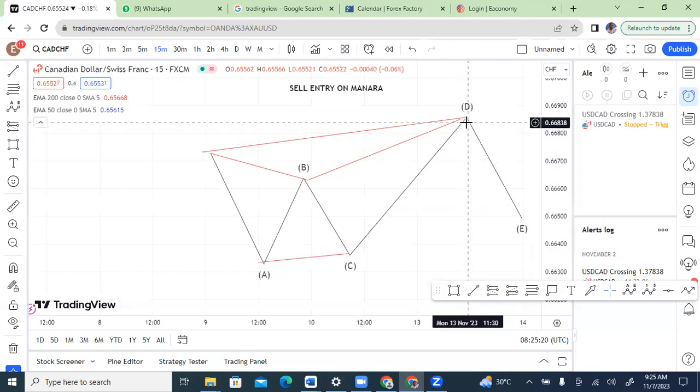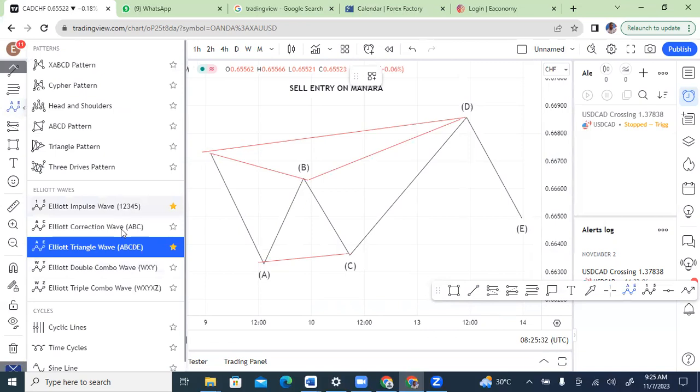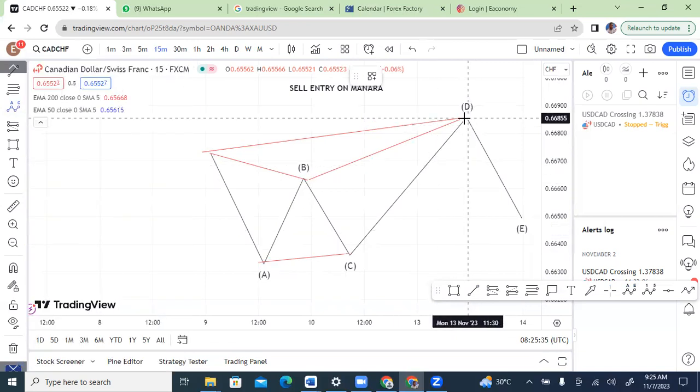Now, if you are selling, for instance, and Manara has given you an entry, these are the only kind of entries I want you to be taking. When Manara gives you the entry, I want you to always wait for this confirmation. So this is the entry, right? When Manara gives you the entry, and you see it start dropping, let's assume it's a sell.